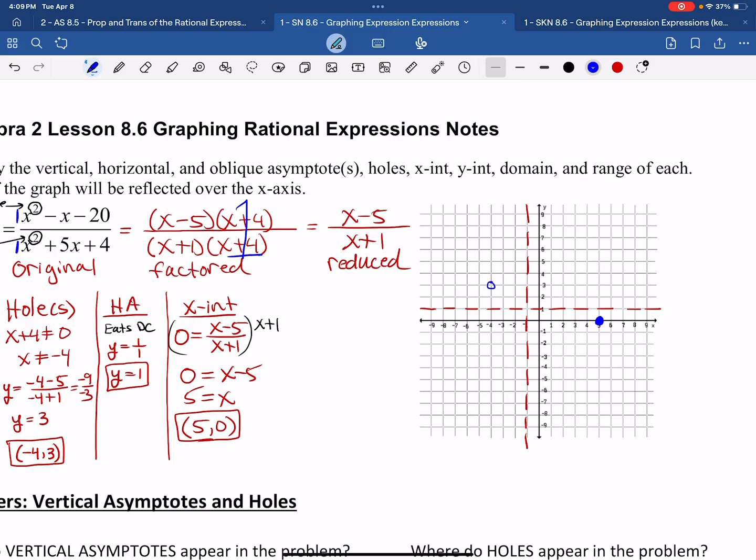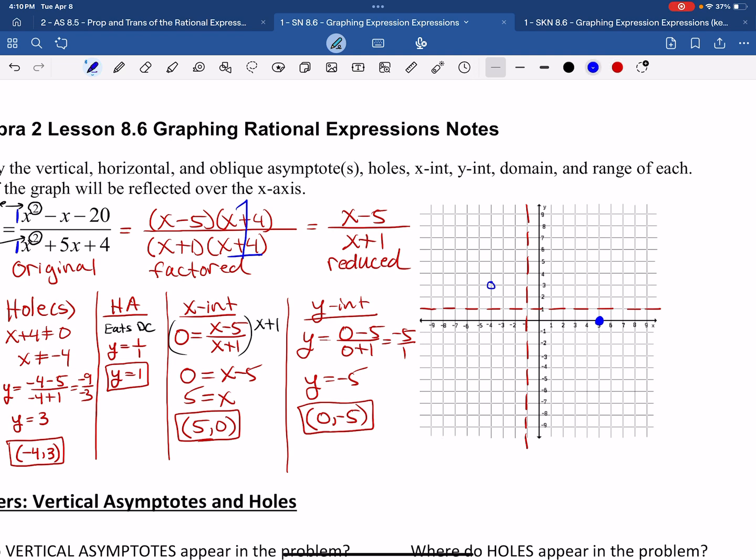All right, next I need my y-intercept. So we've already looked at that, and it said set x equal to 0. So here's our y-intercept. This time we're going to set x equal to 0. So we get 0 minus 5 over 0 plus 1. That's going to be negative 5 over 1, so y is equal to negative 5. So that puts my y-intercept at (0, -5). So I'm going to plot a point here.